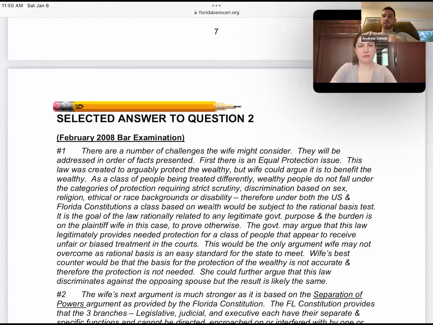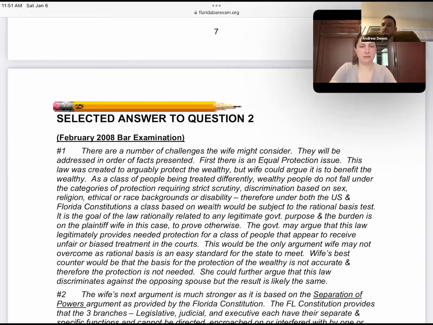As a class of people being treated differently, wealthy people do not fall under the categories of protection requiring strict scrutiny: discrimination based on sex, religion, ethnical or race background, or disability. Therefore, under both the U.S. and Florida constitutions, a class based on wealth will be subject to the rational basis test. Is the goal of the law rationally related to any legitimate purpose, and the burden is on the plaintiff, wife in this case, to prove otherwise.